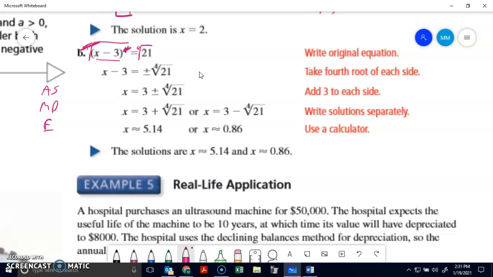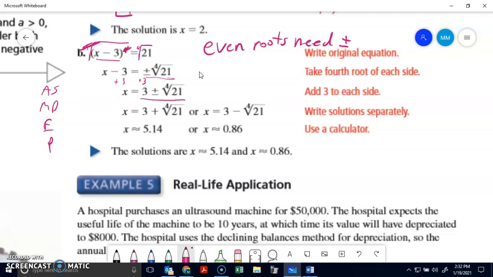What I have is the 4th root of 21. And because it's an even root, all even roots, just like square roots, need plus minus. So what I have is plus or minus the 4th root of 21. Now how would I solve? Inside parentheses, I solve by adding 3 to both sides. This is very similar to what we've done earlier this year. We're just doing it with higher roots instead of just square roots.